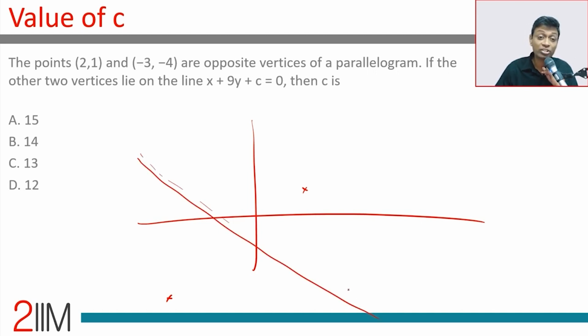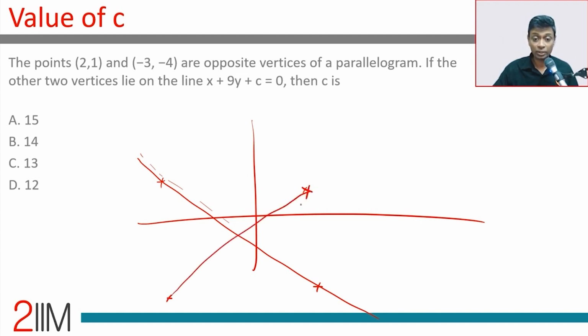The other two vertices sit here. Remember, you don't need to know the line. There's only one property that we need to know for this. That property is, look, opposite vertices of a parallelogram, through that you can draw a diagonal. And the other two vertices lie on the line x plus 9y plus c equal to 0. Then, remember, through the other two vertices you can draw this line.